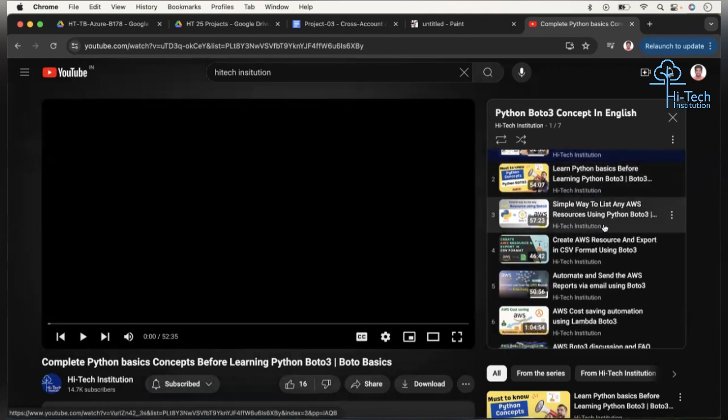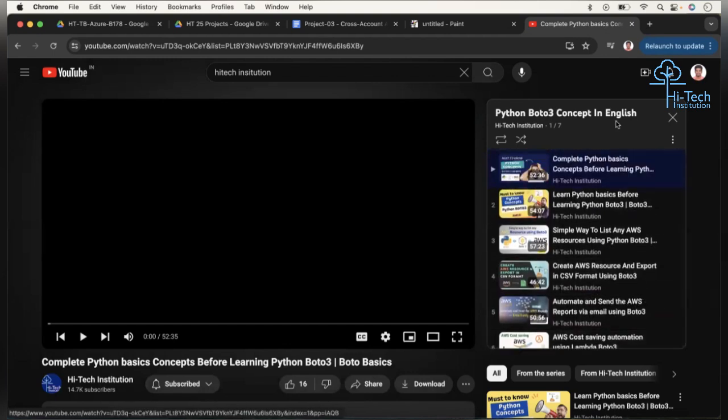Simple way to list any resources in Boto3. First, we cannot directly go for automation. First, you need to learn how we can list anything. I have 100 EC2 instances, how can I get the report of 100 EC2 instances? That listing you must know. Then once your list is ready, how we can export to CSV, how we can automate and send it to email. So step by step. We have included Boto3 FAQ and discussion FAQ. These 7 videos will be helpful to you.